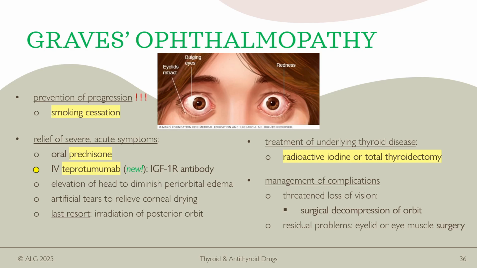Most importantly, we need to treat the underlying thyroid disease with radioactive iodine or total thyroidectomy because RAI has a risk of aggravating the eye disease. Complications may require more surgeries such as decompression of the orbit as well as eyelid or eye muscle surgery. So we should do our best to prevent complications.